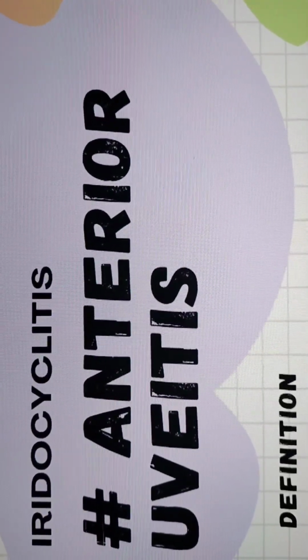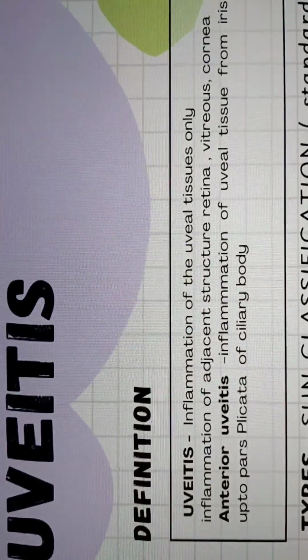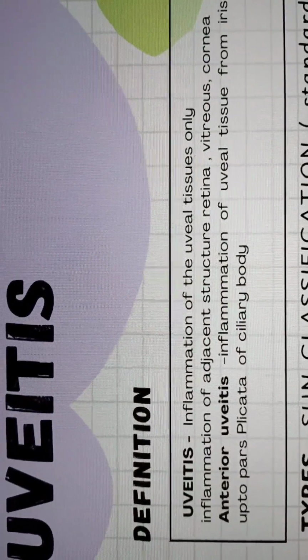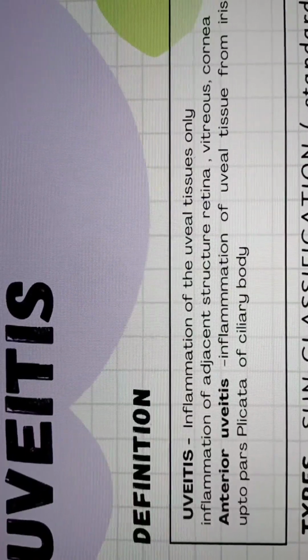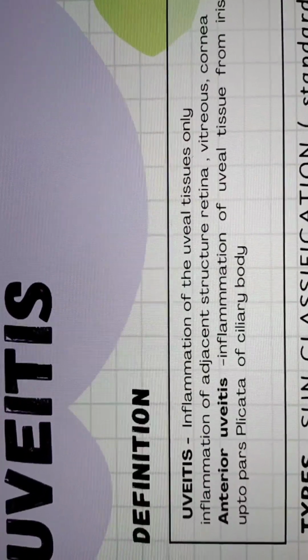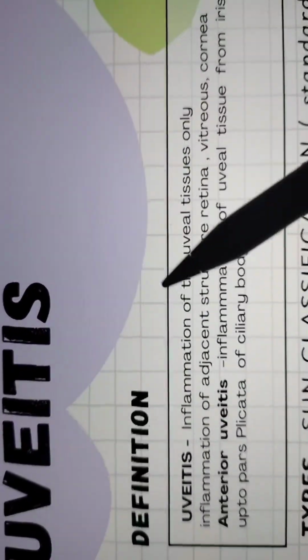Today we are going to talk about iridocyclitis, that is your anterior uveitis. First we will be moving on to the definition of uveitis, and then we will be moving on to the anterior uveitis types and what are the signs that we see in anterior uveitis. Then we are moving on to the treatment.